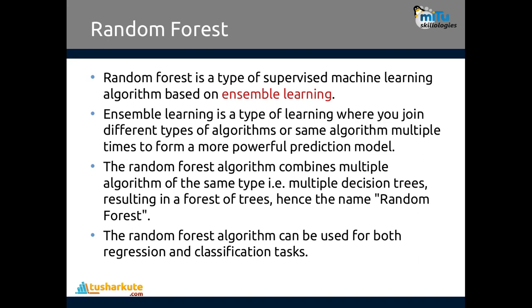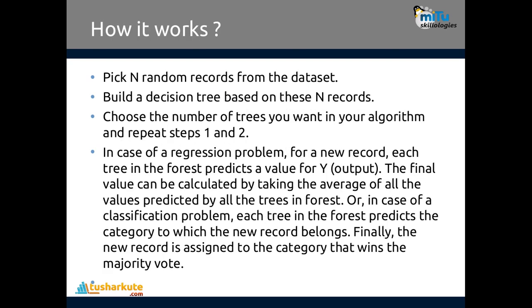Trees are created here in exactly the same way as in a decision tree, but the trees are multiple. Now how will it perform these operations? First of all, it picks n random records from the data set. The data set is given to you to train the algorithm, and from that, n random records are chosen. Then it builds a decision tree based on these n records. Choose the number of trees you want in your algorithm and repeat steps 1 and 2.